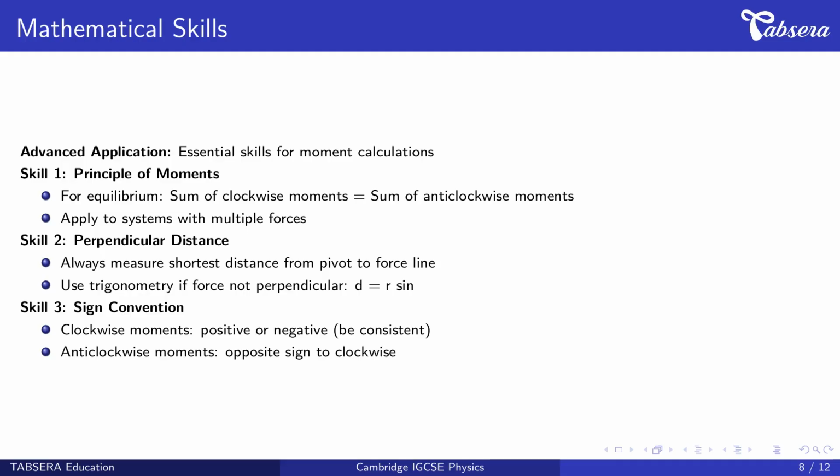Second, perpendicular distance measurement. Always measure the shortest distance from the pivot to the line of action of the force. If the force acts at an angle theta to the lever arm of length r, the perpendicular distance equals r sine theta. Third, sign convention. Choose either clockwise or anti-clockwise as positive, then apply the opposite sign to moments in the other direction. Consistency in sign convention prevents calculation errors and ensures correct equilibrium analysis.